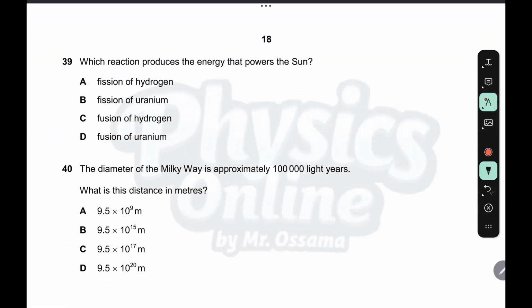Which action produces energy that powers the Sun? Fusion of hydrogen, of course. Fusion of hydrogen.